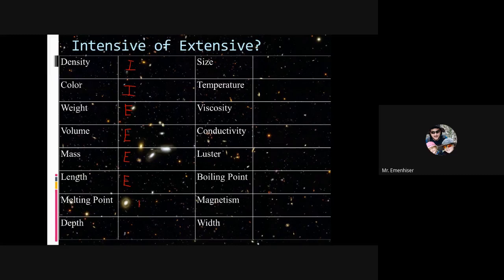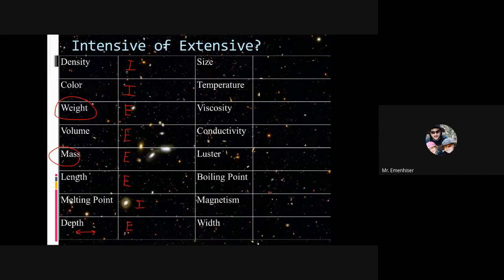Melting point is intensive. That's the temperature at which something melts, right? So for water, that's 0 degrees Celsius or 32 degrees Fahrenheit. And so I could have a big chunk of ice or a little chunk of ice. Either way, it's going to melt when it reaches its melting point, right? You put a big chunk of ice or a little chunk of ice out in the sun, it's going to melt at a certain temperature. Doesn't matter if it's a big chunk or a little chunk. So that's intensive. Depth is extensive because it's like the size of something. Anytime we're dealing with size or mass or weight, these are all extensive.